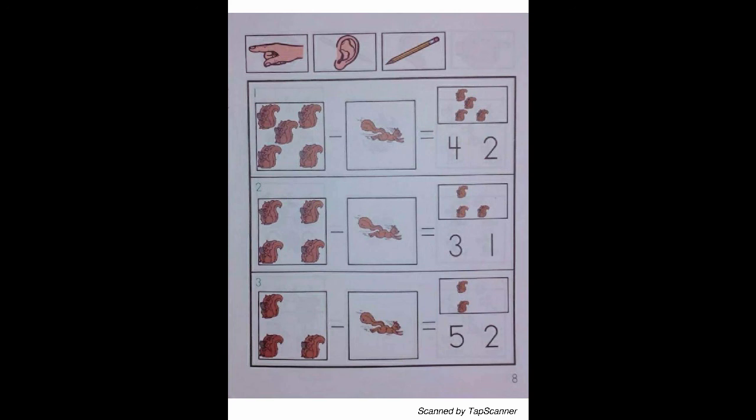5 squirrels minus or take away 1 squirrel equals 4 squirrels. With your pencil, draw a circle around the correct number. Continue steps B, C, and D, making appropriate changes in wording for the other rows.